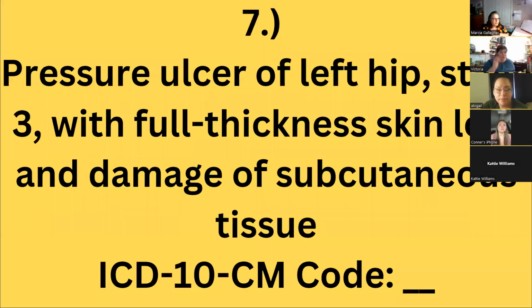All right, the next one is about a pressure ulcer. Do not get scared because there's a lot more words. A lot more words does not necessarily mean it's harder. It just gives us more information. So we're going to be talking about a pressure ulcer of the left hip, stage 3, with full thickness skin loss and damage of subcutaneous tissue. Really what we need to know is it's a pressure ulcer and it's stage 3 and it's on the hip. That's the most important thing.